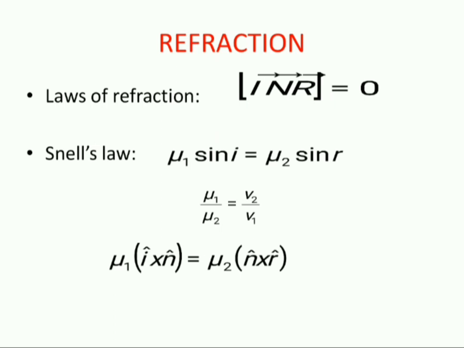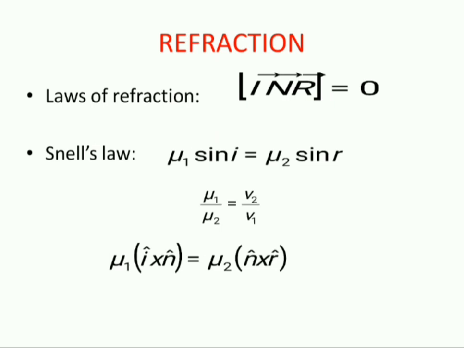So this is all about reflection, what we have studied. Now come to refraction. Okay, in refraction also we have studied two laws of refraction. One is called Snell's law and the other one is called the coplanarity condition. Incident ray, normal and refracted ray lie in the same plane. If I express them in vector form, the scalar triple product of I, N and R should be 0. Then coming to Snell's law, if light ray is traveling from a medium mu1 to mu2, mu1 into sin I should be equal to mu2 into sin R.